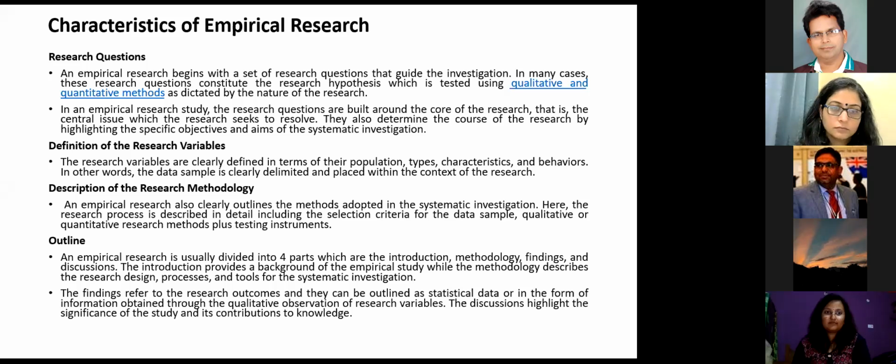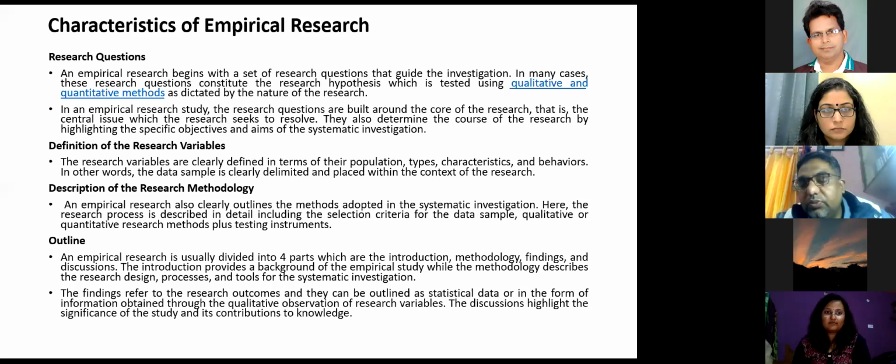An empirical research also clearly outlines the methods adopted in the systematic investigation. Here, the research process is described in detail, including the selection criteria, which is what I was saying about sampling techniques for the data sample, qualitative or quantitative research method, plus testing instruments. Sometimes you are doing a chi-square, or a t-test, or a regression, and at the end it is showing something else. Like when I was doing the valuation of ecosystem services, I was using a willingness to pay method, and I reviewed the literature on Periyar National Park in Kerala and Yellowstone National Park, and their research is very different. But that gives you some guidelines, like this is the way they are doing it, this is the kind of problem they are facing, and that gives you really good evidence and good suggestions about what you need to rectify and what you need to put in your empirical research.